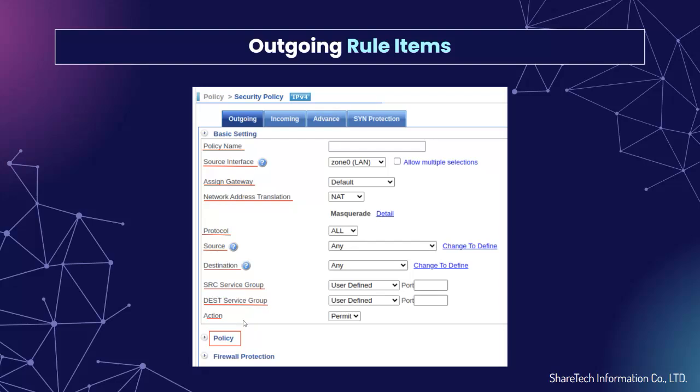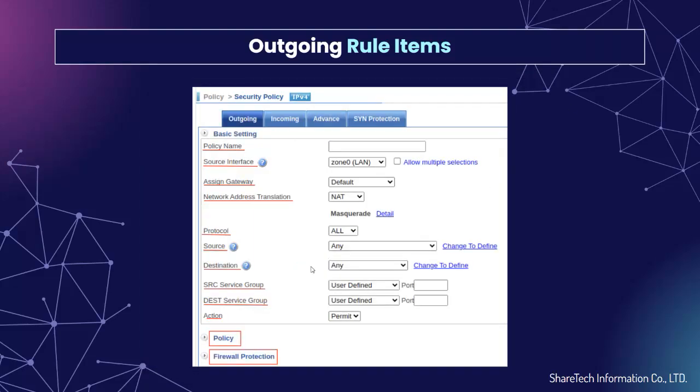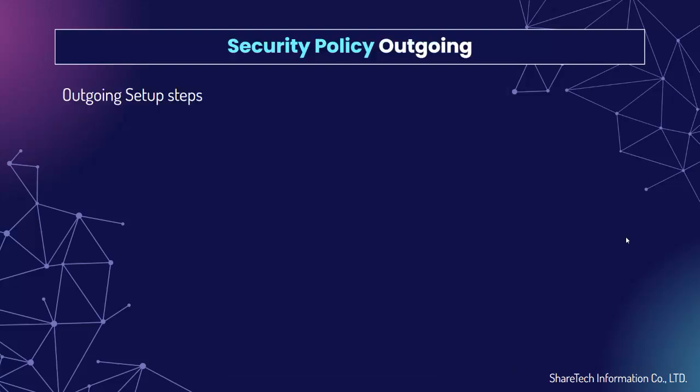If you click policy, these options will expand below. These are control items and you can choose whether to apply them. If you click firewall protection, it will explain the firewall protection options below, allowing you to choose whether to enable the protection. Next, there will be a demonstration of the outgoing settings.